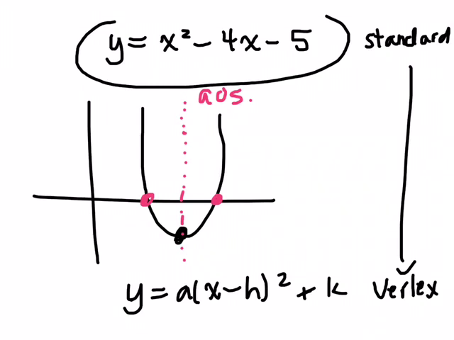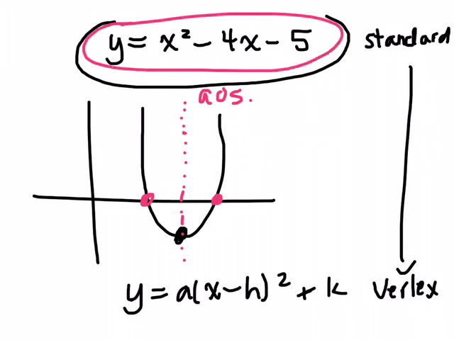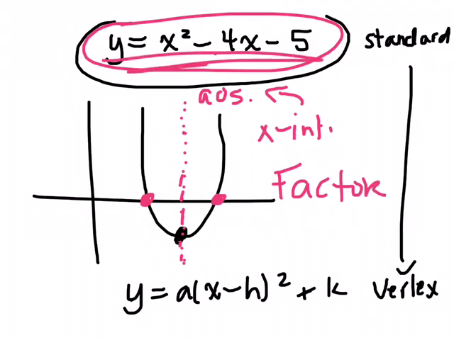Okay, so given this equation, can you find the x-intercepts somehow? If we can find the x-intercepts, then we can find the axis of symmetry, right? Because we know that the midpoint of the x-intercepts will give us the axis of symmetry. What form is a quadratic relation written in which gives you the x-intercepts? Factored form. So what's the first thing we need to do here? Factor. Let's factor this.